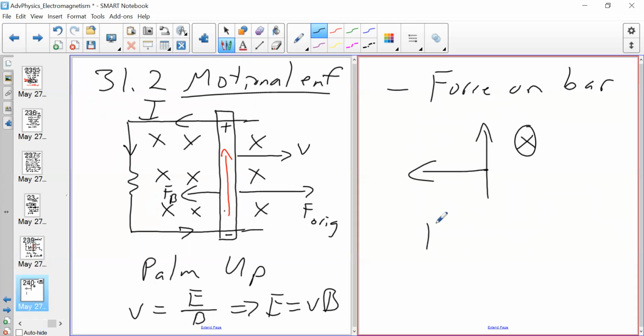So in our configuration for equilibrium, to keep this going at a constant speed, the induced magnetic force must be equal and opposite whatever this original force is. That's what keeps it moving at V. Now let's go within the bar, because our point in this section is to figure out the voltage within the bar. What is the EMF or voltage created within the bar as the bar moves through this field?